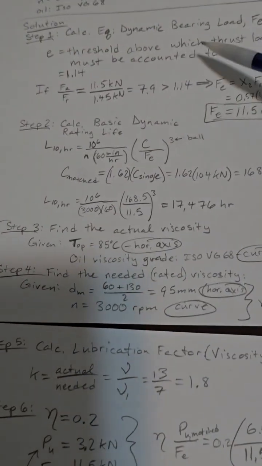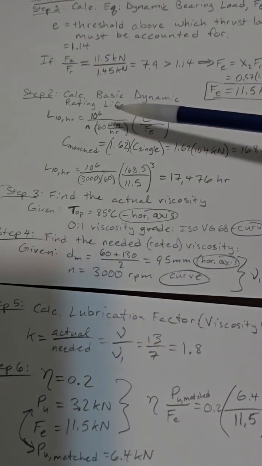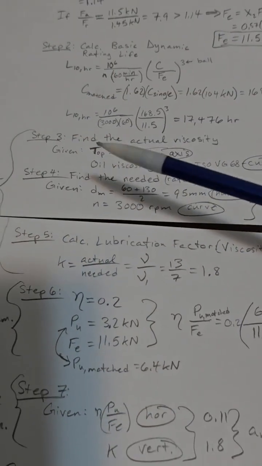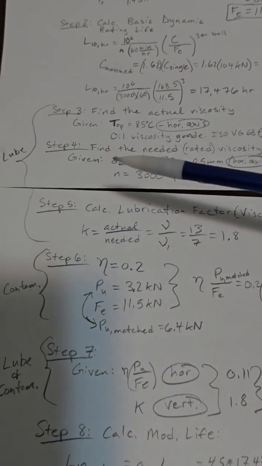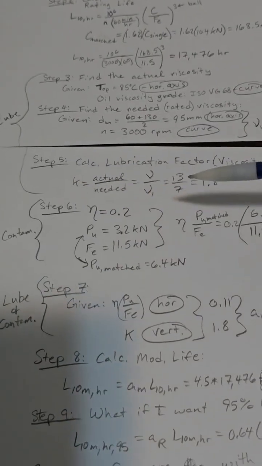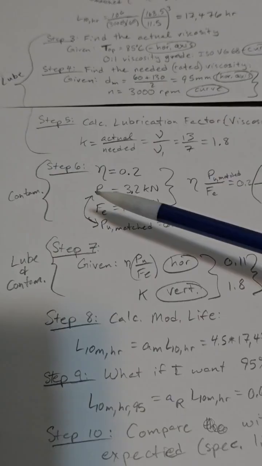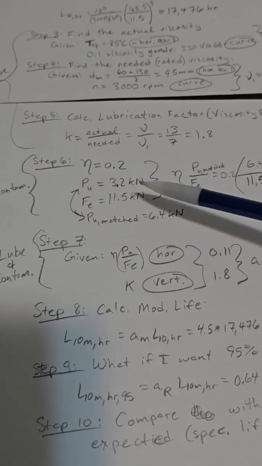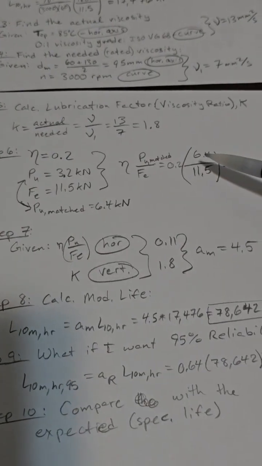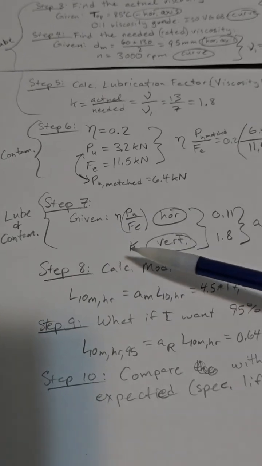So reviewing very briefly, first I calculated the equivalent dynamic bearing load, then the basic dynamic rating life, the L10 in hours, then found the actual viscosity and the needed viscosity, step 4. Step 5, calculated the K, actual over needed, for that lubrication factor. Step 6, found the contamination factor, eta, multiplied that by the ratio of the unlimited fatigue life over the equivalent load. Step 7, looked at a plot.